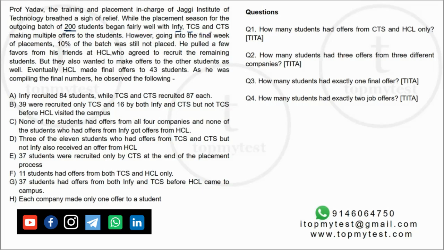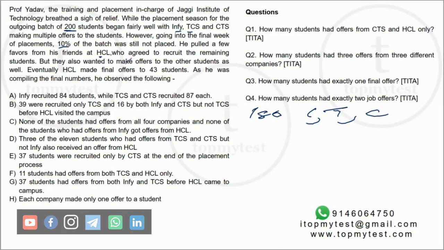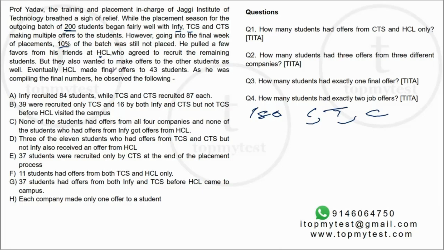However, going into the final week of placements, 10% of the batch was still not placed. So out of 200, 180 were picked up by Infi, TCS and CTS. But the remaining 10%, which is 20 students, were not placed. He pulled a few favors from his friends at HCL who agreed to recruit the remaining students, but also wanted to make offers to the other students as well. Eventually, HCL made final offers to 43 students. As he was compiling the final numbers, he observed the following.